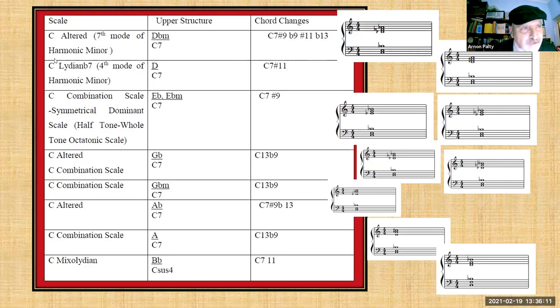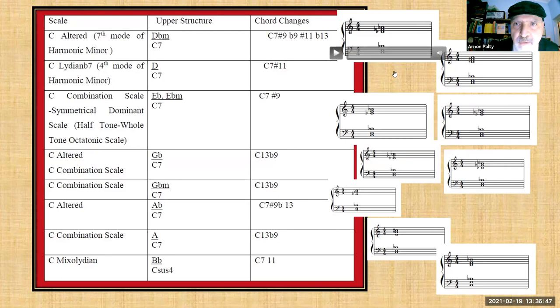Now this is an altered type chord. It comes from the altered scale, which is the seventh mode of harmonic minor. It's called altered because, comparing to the Mixolydian, which is some kind of a default scale for dominant, we alter stuff there. We have two ninths, we have a raised 11th, and we have a flat 13th.